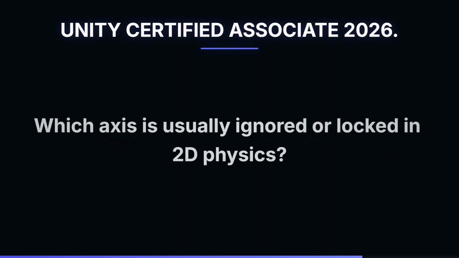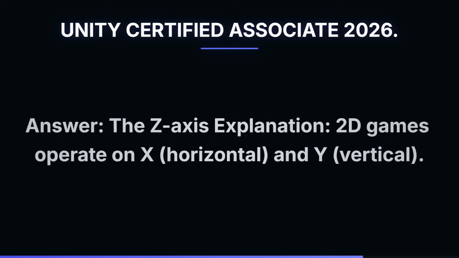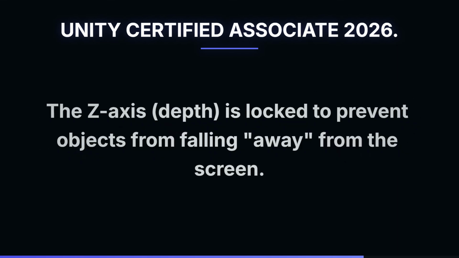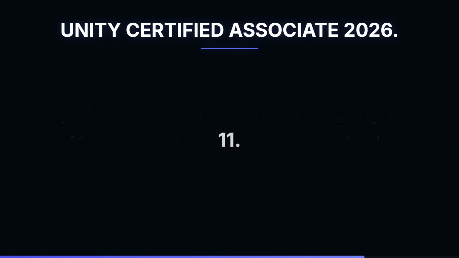10. Which axis is usually ignored or locked in 2D physics? Answer: the z-axis. Explanation: 2D games operate on x, horizontal, and y, vertical. The z-axis, depth, is locked to prevent objects from falling away from the screen.